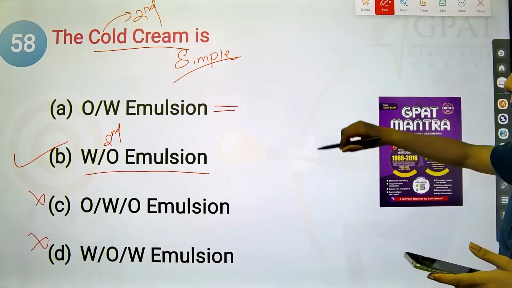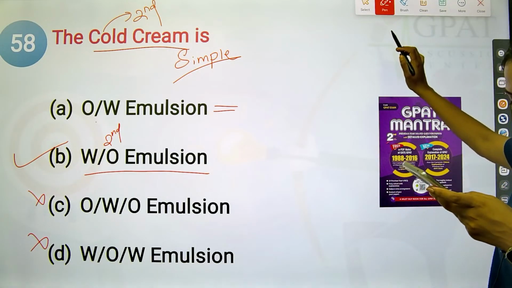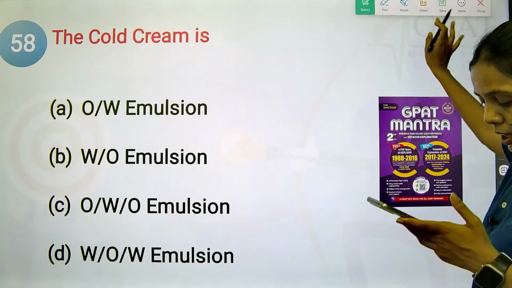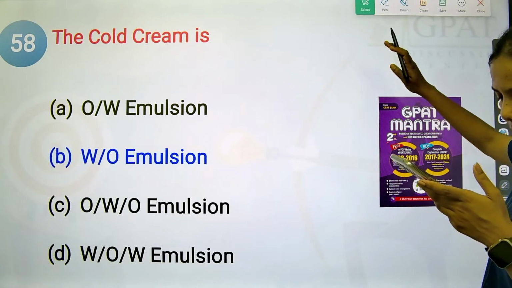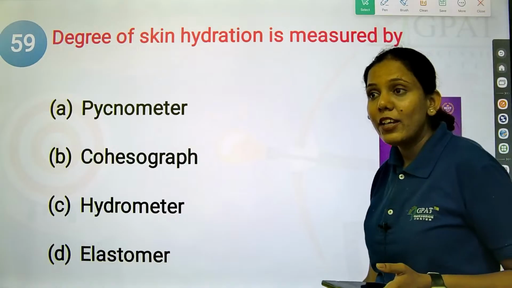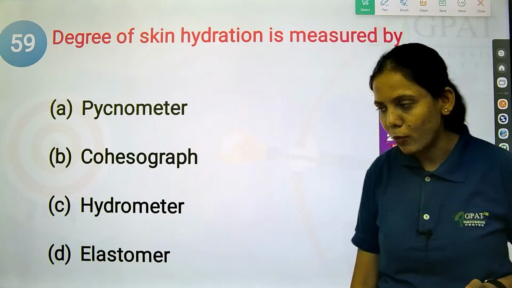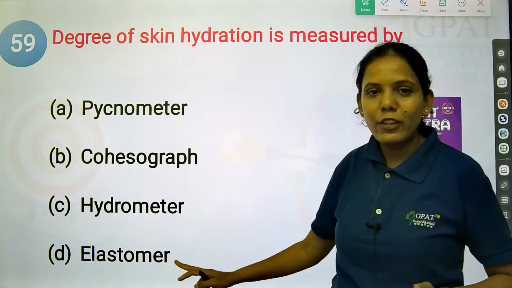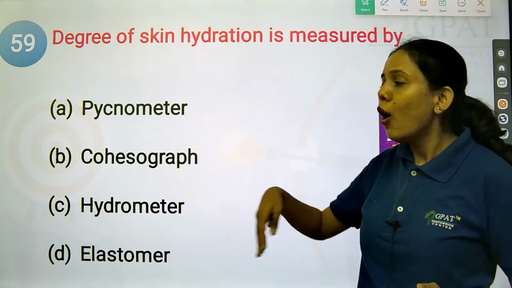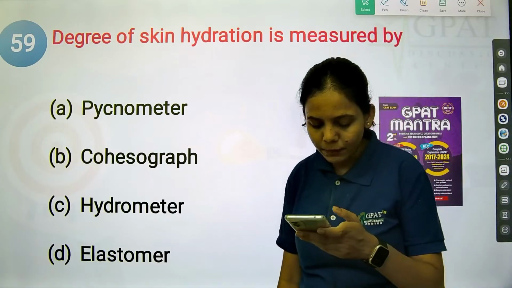B is the right answer. Very good, Krishna. Sana also, Karthik also, very good. Do not get confused, okay? Degree of skin hydration is measured by hydration. If you remember the first question, pycnometer, hygrometer, hydrometer, elastomer. See, elastomer is not any instrument, so definitely that will not be there. Hygrometer is not there. Hydrometer or pycnometer? What do you think?